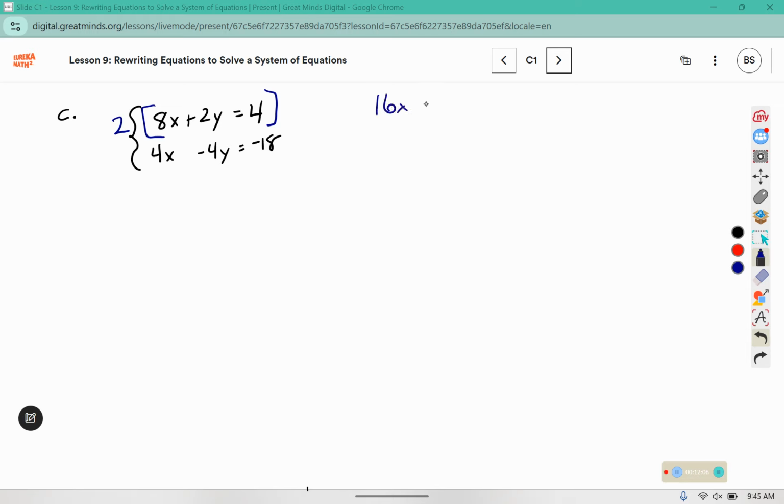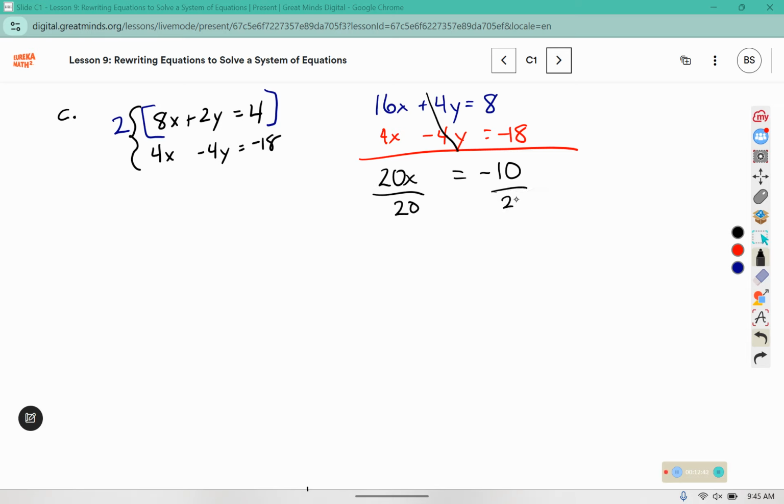That gives me 16x, 4y, and 8. Then using that second equation, right underneath, I'm going to add up all of these pieces. So adding the x's together, 16 and 4 makes 20x. Adding the y's together, 4y and -4y makes 0, so that's the elimination part of it. 8 and -18 make -10. Then I'm going to divide both sides by 20, which gives me x equals -1/2.